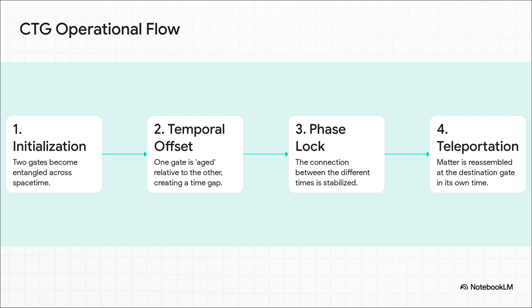So, here's how you'd actually use the thing. Step 1, you create and entangle your two gates. Step 2, you use that TFM engine to make one gate older than the other one, creating a time gap, let's say 48 hours. Step 3, you fire up the SPS to lock in that temporal connection. And finally, step 4, you hit the teleport button. An object scanned at the present-day gate gets reconstructed at the other gate, appearing 48 hours in the past.